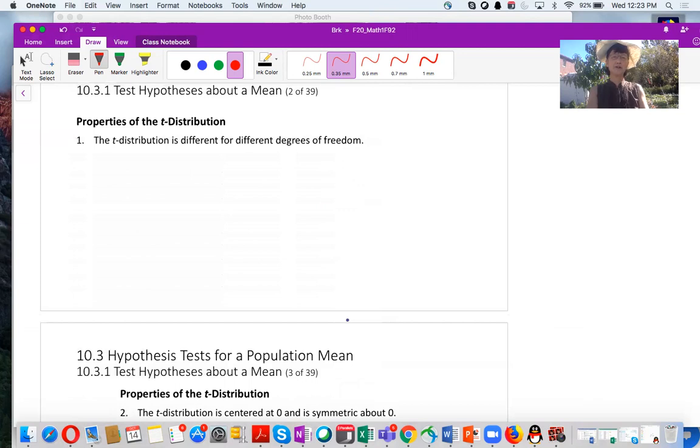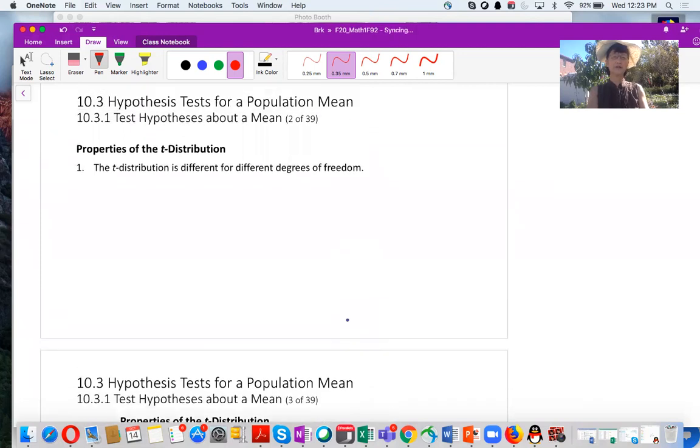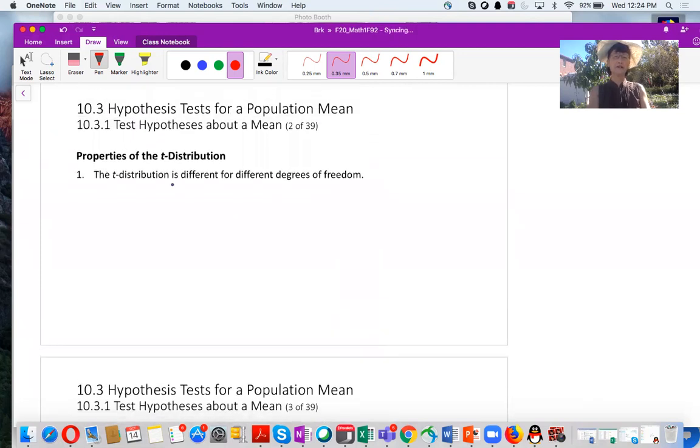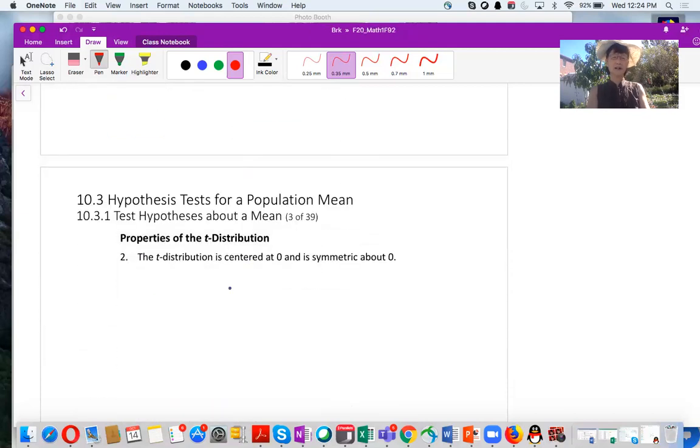There are some properties for the T distribution. The first one: if you have different degrees of freedom, you will have different T distributions. The second one: the T distribution is centered at 0, and it is approximately symmetric about 0. So this looks like a T distribution centered at 0.